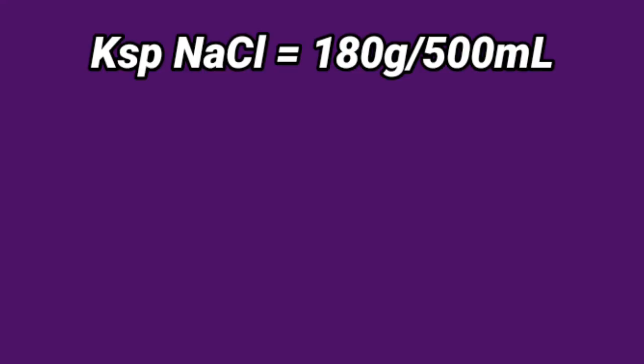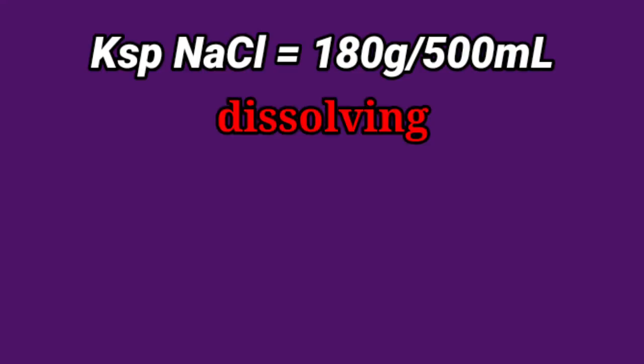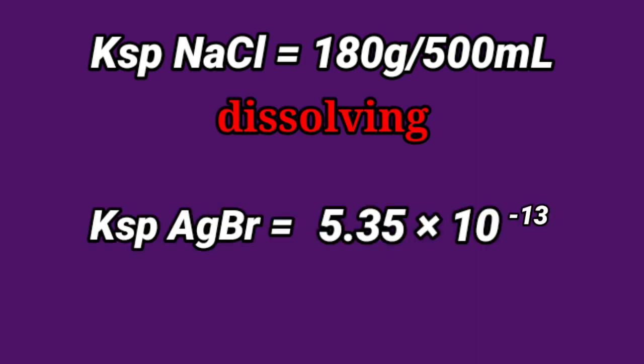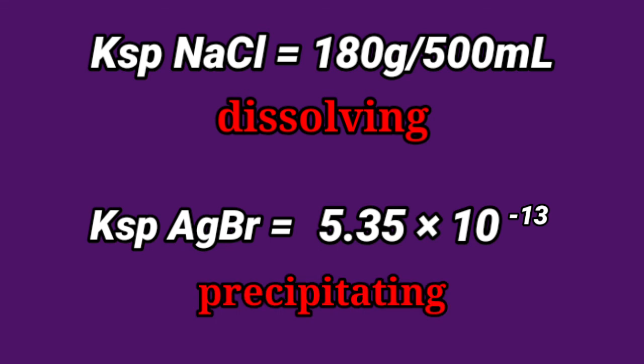The value is more than 1, which means it's dissolving. But if the value of the solubility product constant is less than 1, like silver bromide, it means it's precipitating.